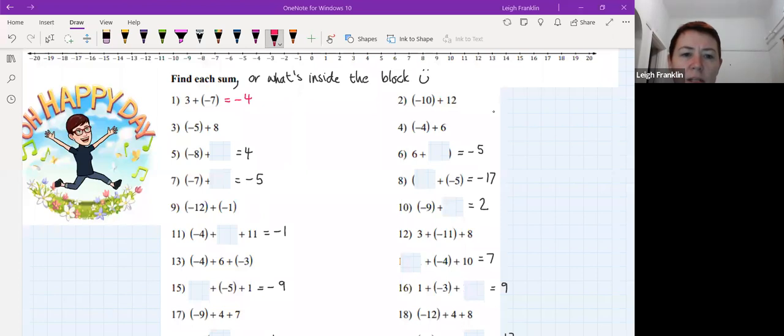Right, let's move on here, otherwise we're never going to get through. Is the answer 0? No, Manda, the answer is not 0. If we start down here at negative 10 and we add 12, it means we're moving 12 places to the right.